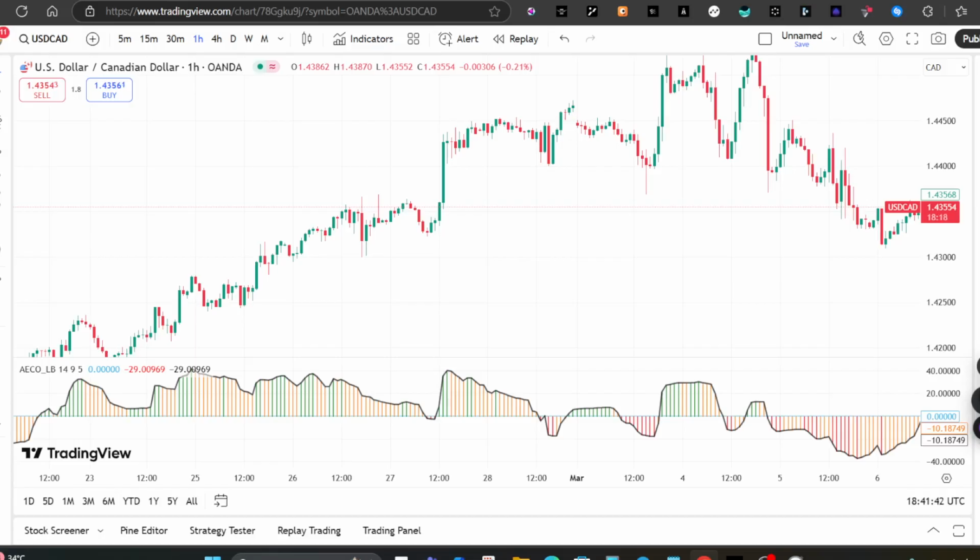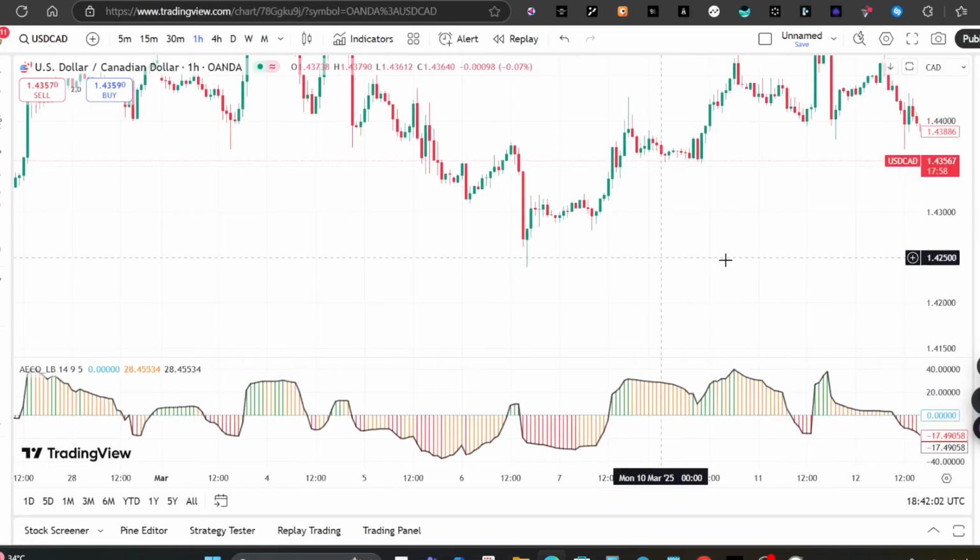Now, the ergodic candlestick oscillator may sound complex, but trust me, it is not as intimidating as it seems. Once you understand how it works and how to interpret its signals, you will see how much it can enhance your trading strategy. What is the ergodic candlestick oscillator?